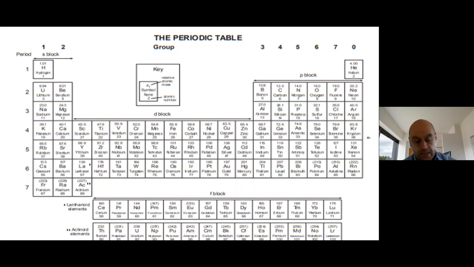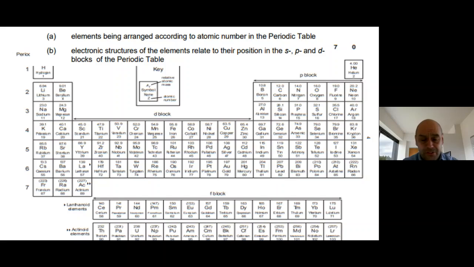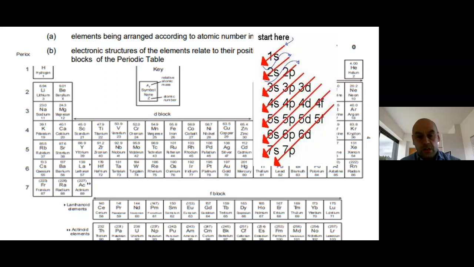So periodicity is topic 1.6. Obviously we're looking at the periodic table, and we start off with one of the most obvious statements. I'm not sure why it's even a learning point. Elements are arranged according to the atomic number in the periodic table, which obviously you can see 1, 2, 3, 4, and so on. It used to be in atomic mass, but no more. And then the next statement, which we'll explore to some extent, is the electronic structures of the elements and relating them to their position in the periodic table, i.e. S, P, and D.